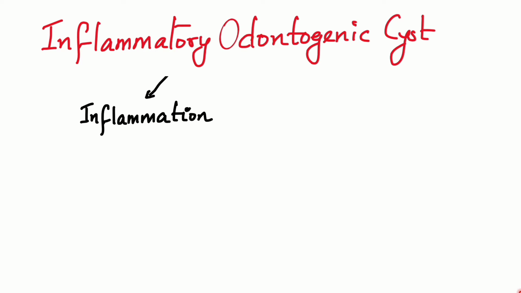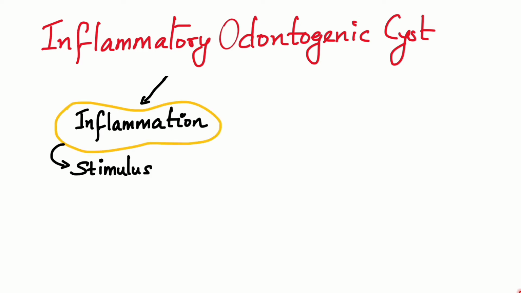In all the previous cysts we have seen, we didn't know what the triggering stimulus was. But here we know that the inflammatory odontogenic cyst occurs as a result of some form of inflammation, either in the form of a caries or a periodontal pocket, which will induce the epithelial cells to proliferate and form the cyst.